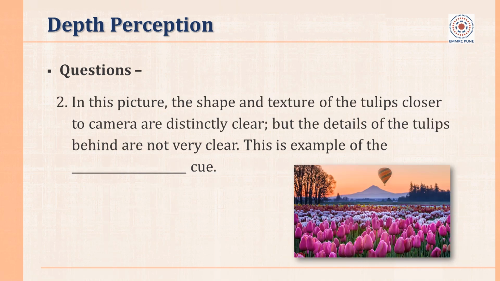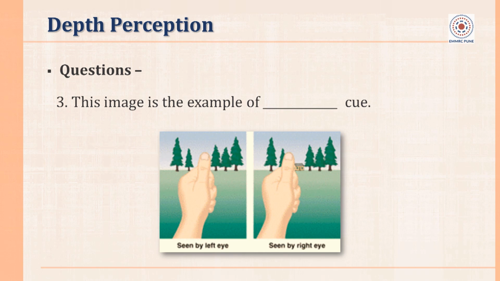In this picture, the shape and texture of tulips closer to the camera are distinctly clear, but the details of the tulips behind are not very clear. This is an example of dash cue. Answer of question 2 is texture gradient. This image is an example of dash dash cue. Answer of question 3 is binocular disparity.